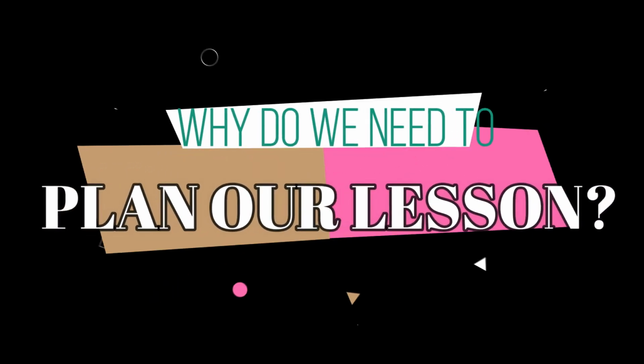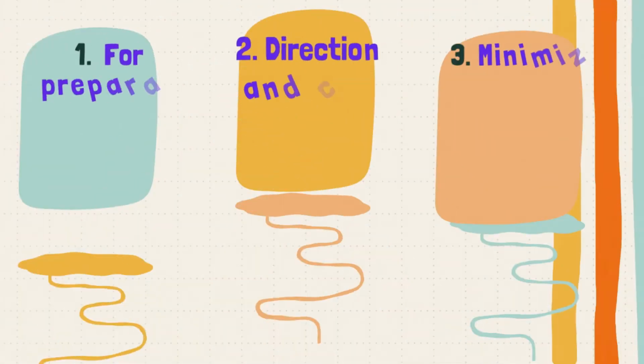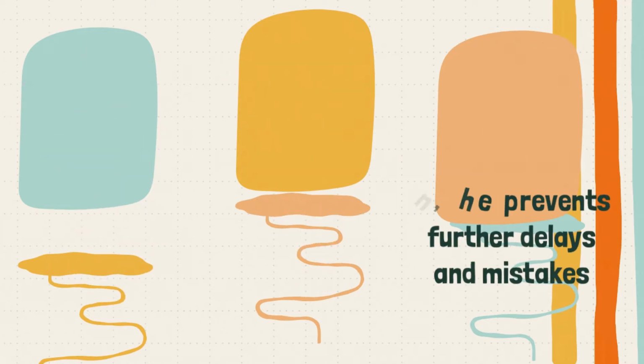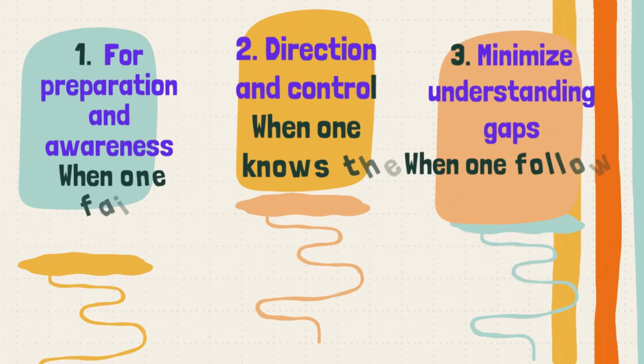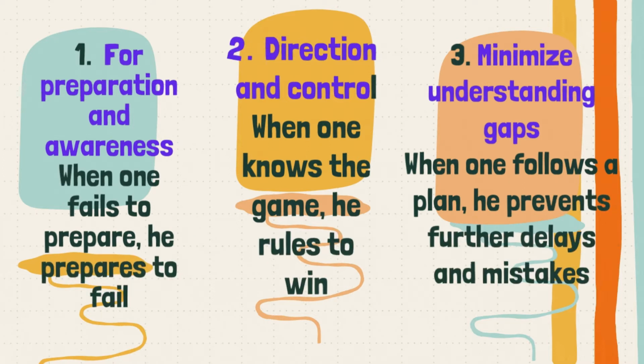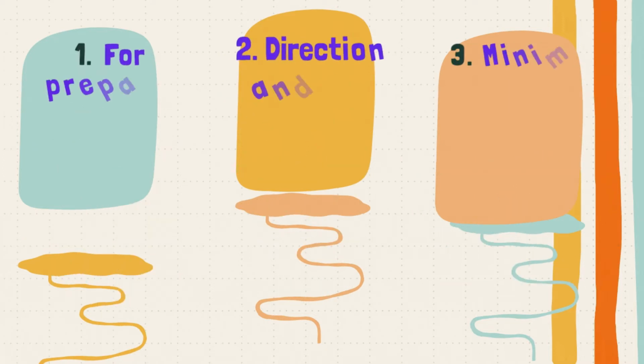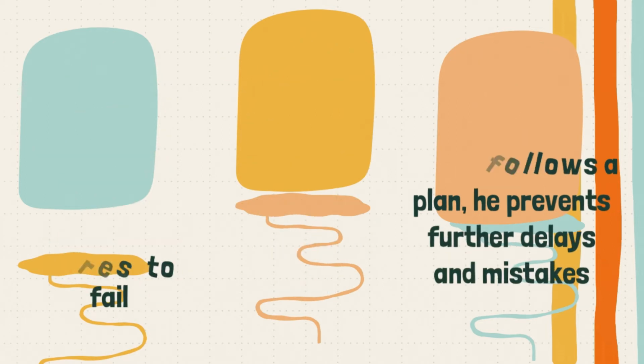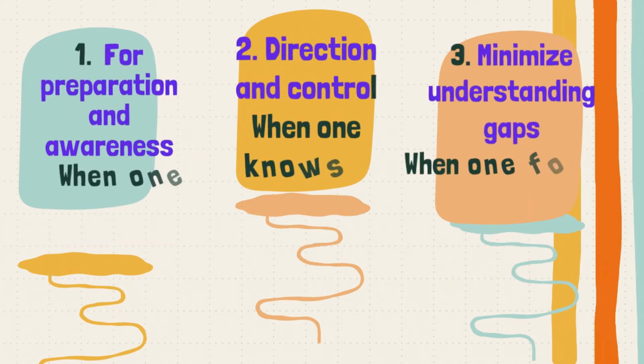Here are the reasons and suggested quotations to remember. 1. For preparation and awareness. When one fails to prepare, he prepares to fail. 2. Direction and control. When one knows the game, he rules to win. 3. Minimize understanding gaps. When one follows a plan, he prevents further delays and mistakes.